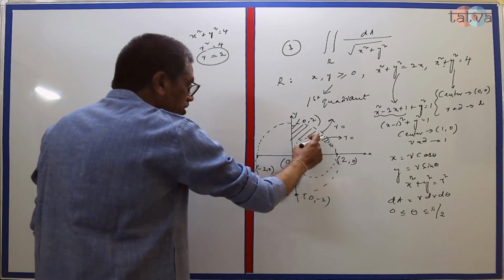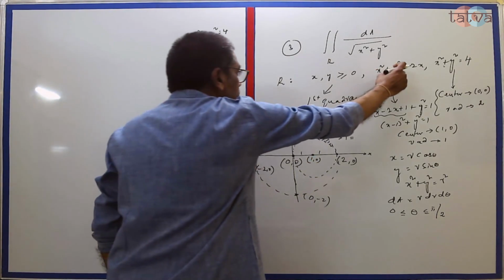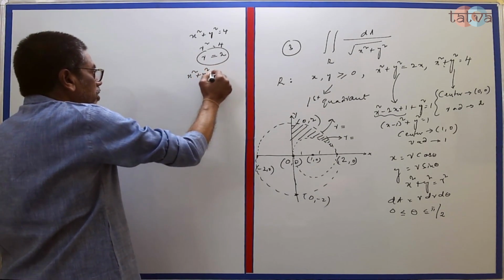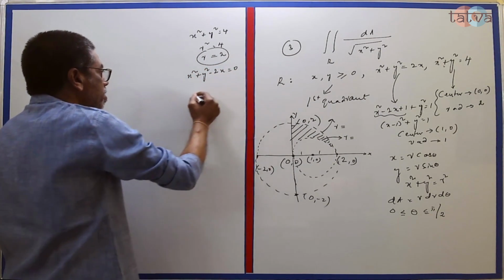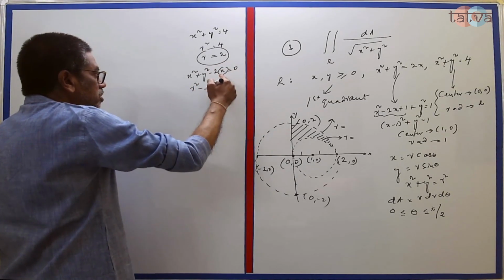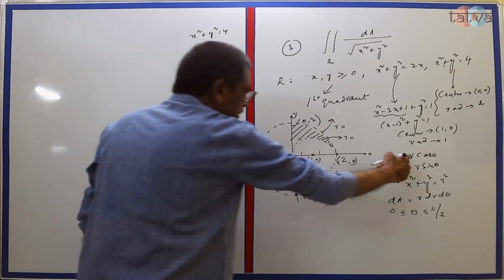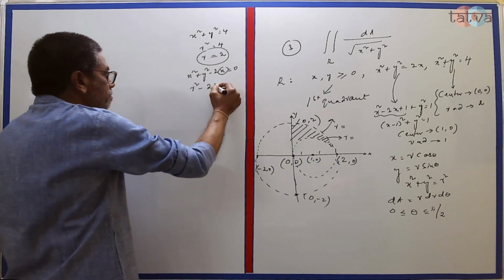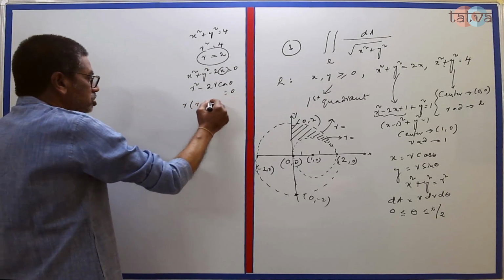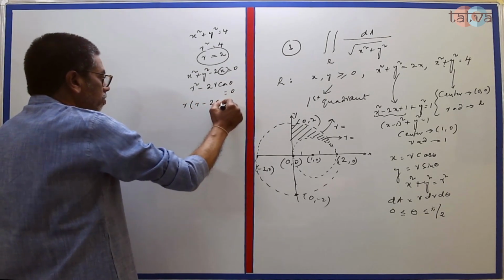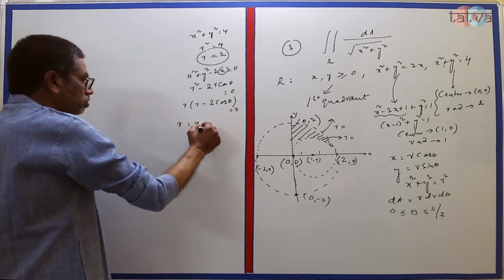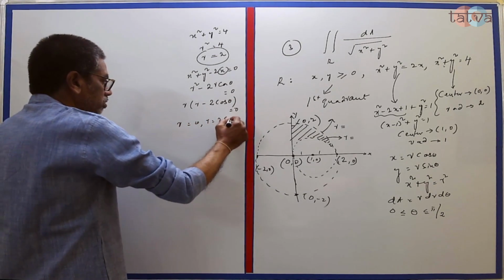We take this circle whose equation is x squared plus y squared minus 2x is equal to 0. Replace x squared plus y squared with r squared, and 2x with 2 r cos theta. So I have two solutions: r is 0 or r is 2 cos theta.